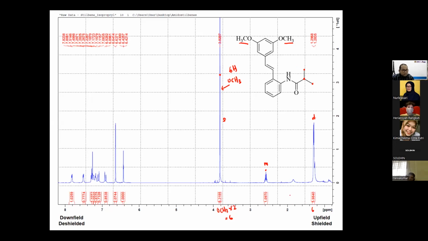It means 2 times CH3, which is number 1 and number 2. Next, if we see clearly, this is the aromatic region, for example. This is the aromatic region.